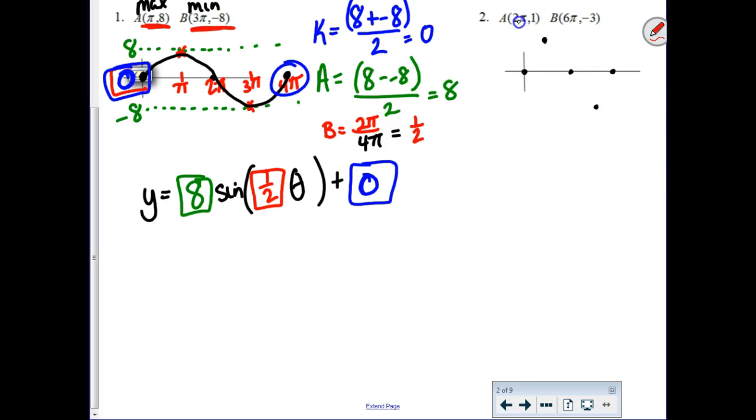This maximum, which they said is 2 pi comma 1, is the max line. When does it occur? Like how far over is this? 2 pi, very good. And how high up is it? It's up here at 1. And then this minimum, this little guy right here, how far over is it? 6 pi, good, good. And then how low is it?